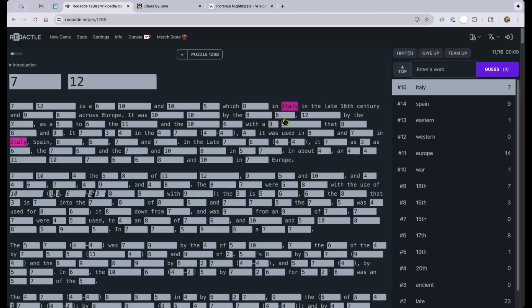Could be like a musical style. It could be a cultural thing of some sort. The lack of the word war makes me believe it might be. There are definitely a lot of articles that reference music.